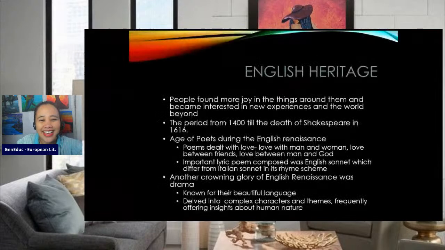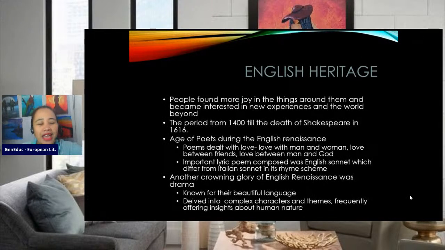Sorry. Okay. So again, we have the age of poets during the English Renaissance here. Poems dealt with love, love between man and woman, love between friends, and love between man and God. Then an important lyric poem composed was the English sonnet, which differs from the Italian sonnet in its rhyme scheme. Then another crowning glory of the English Renaissance was drama, known for its beautiful language. It delved into complex characters and themes, frequently offering insights about human nature.